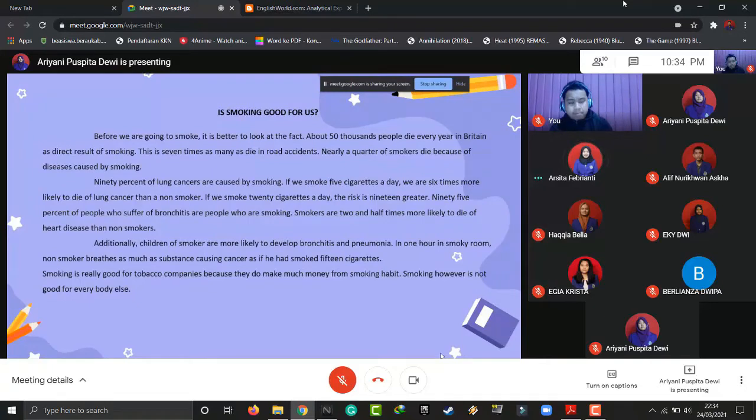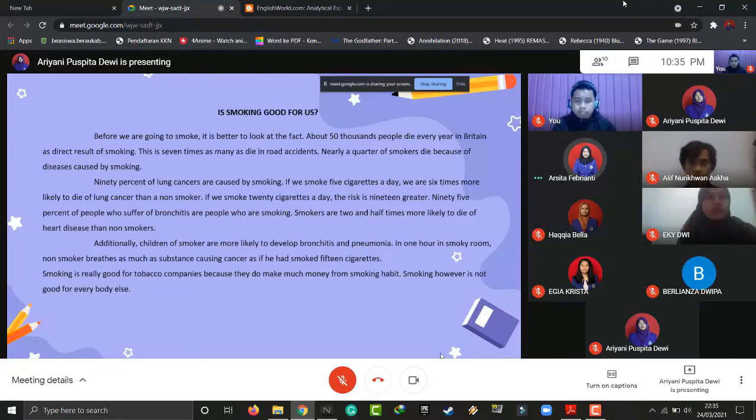So this is exposition text, a text that persuades a reader or a listener by presenting one side of an argument. An exposition text consists of thesis, arguments, and conclusion. And in thesis, the writer introduces the topics and the positions of the writer itself.